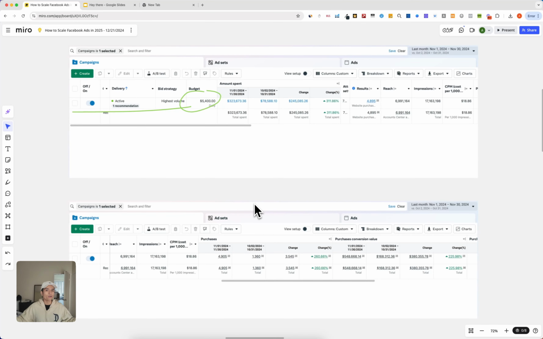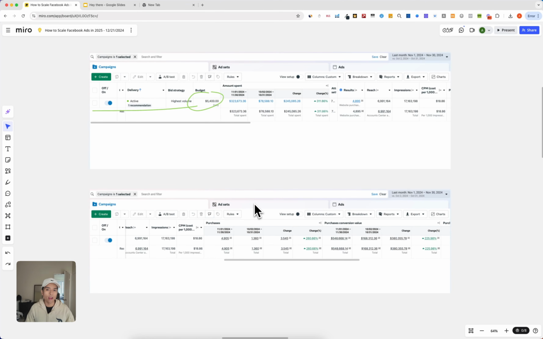Let me know if you agree or disagree, by the way. There's so many ways to run an ad account successfully. This is just my preferred way of doing it. I thought I'd share it with you because I think it's the simplest and the easiest, and it's just what I've had the most success with in running Facebook ads.